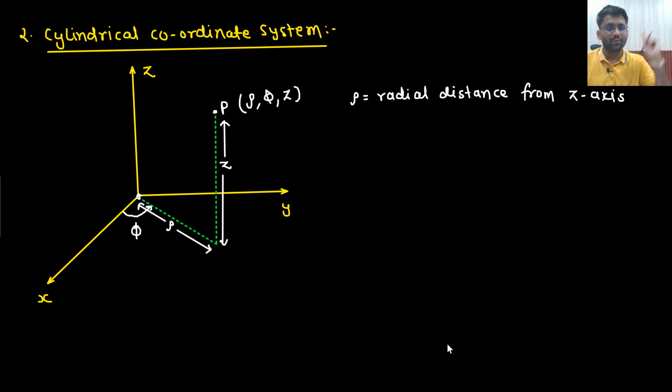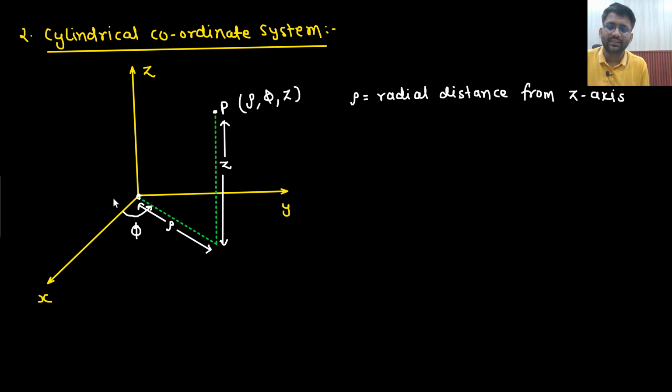Another one could be there, that also we will study. So this is known as the cylindrical coordinate system. Why is it known as cylindrical? Can you think on your own? It is kind of making a cylinder only, no? Why is it making a cylinder? We will study about it. Don't worry. Okay. So what is rho?